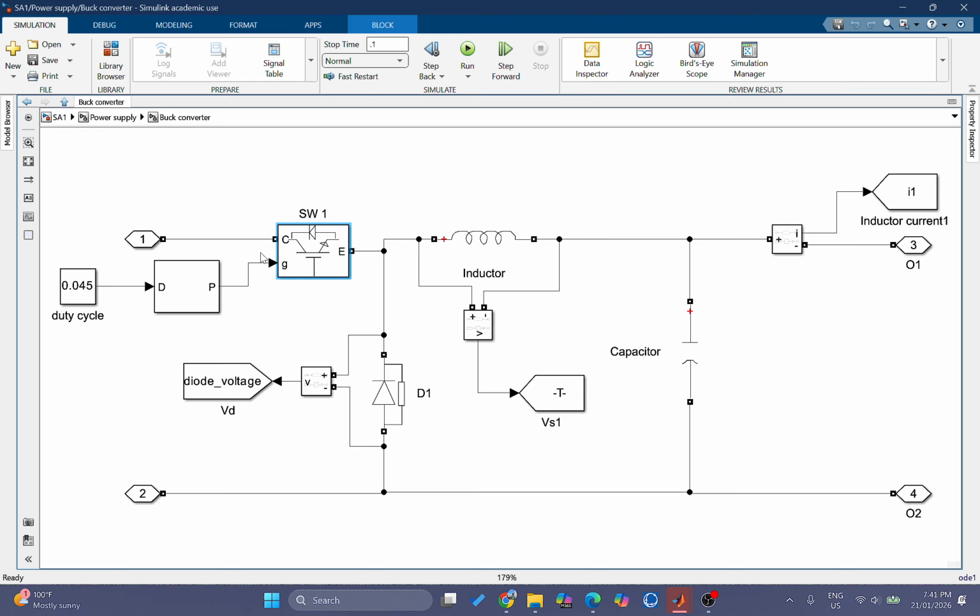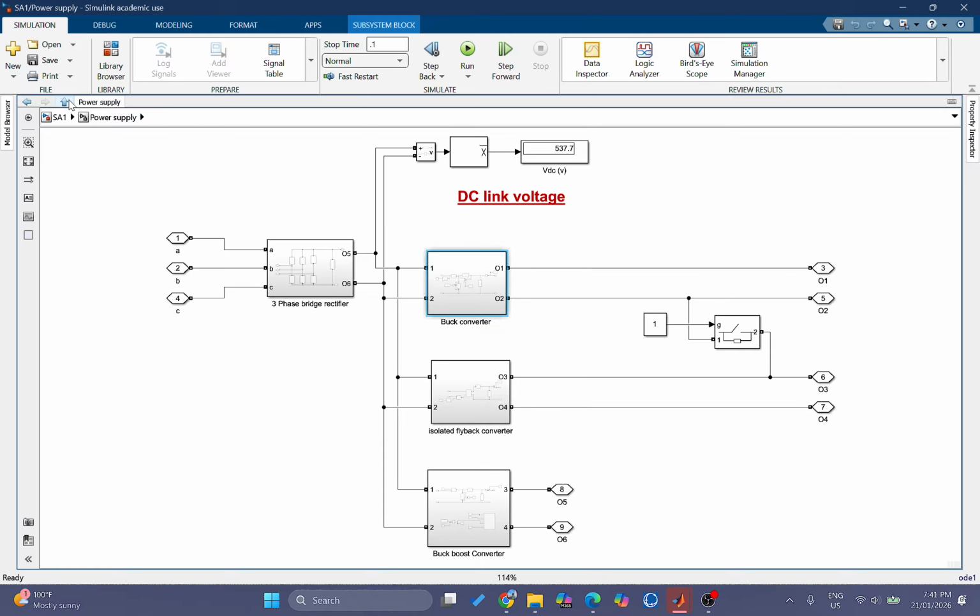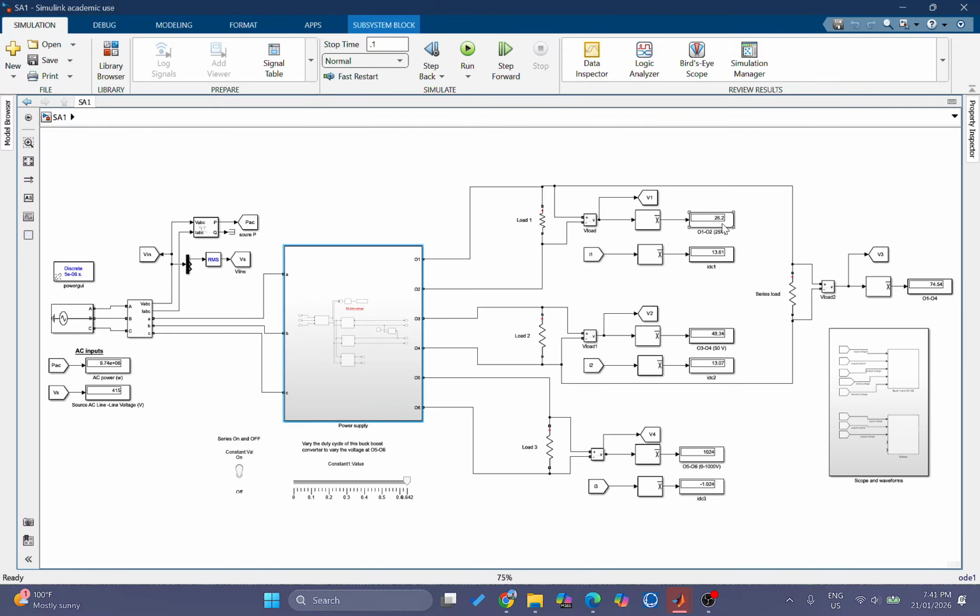And a PWM generator, where we are providing a duty cycle of 0.045, and we are able to get the output voltage of approximately, yeah, 26.2. We require an output of 25 volt, and the current is 13.61.